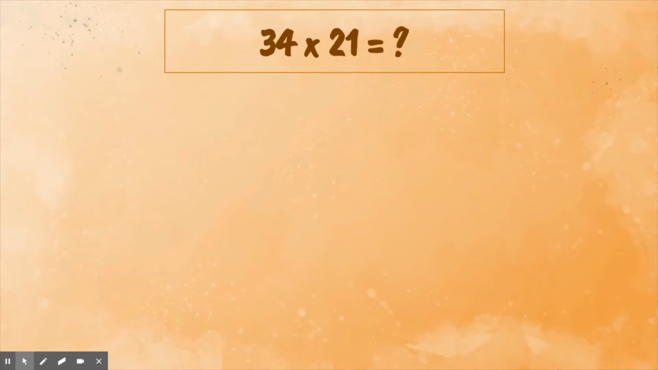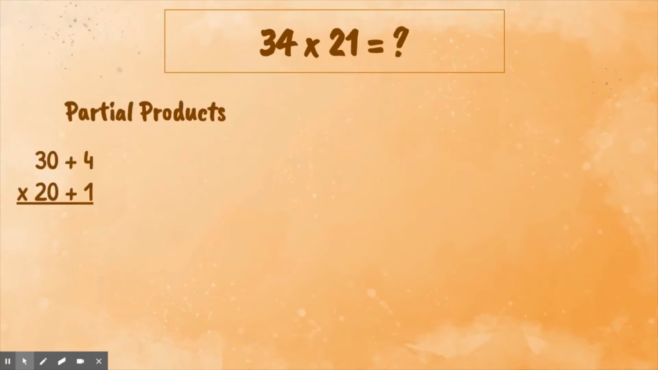34 times 21. With partial products, the first thing we would do is expand each factor into place value. 30 plus 4 times 20 plus 1. The next thing we need to do is multiply each place value in one factor by each place value in the other factor. We'll start with our ones. 1 times 4 is 4. Keeping with the 1 times 30, the other place value, the tens in the other factor, equals 30.